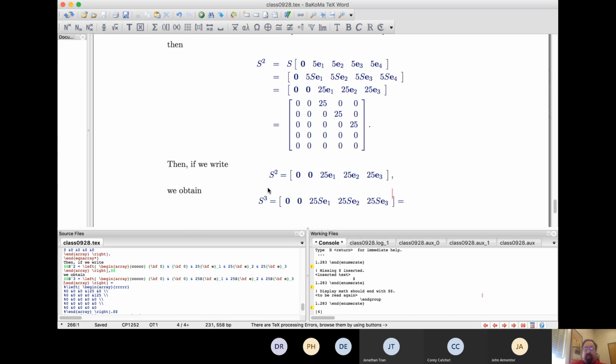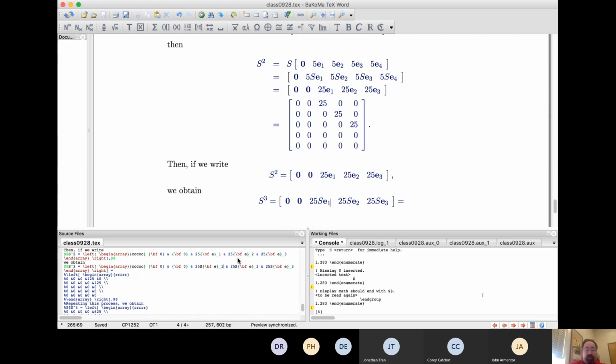So now if I want to multiply and get S cubed, I need to take this and multiply it by S. So that's what I've done here. I've filled in an S in each of these. But what is this? This right here, SE1, is the first column of S, which is 0. And then here too, we have SE2 is equal to 5E1.